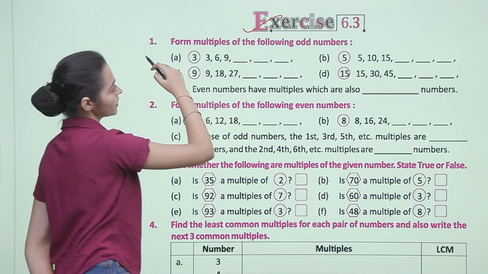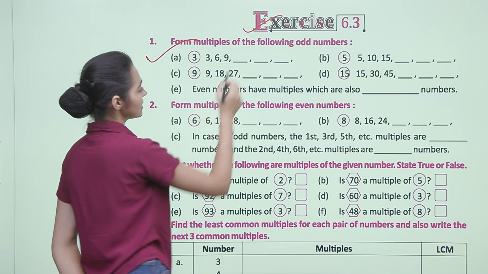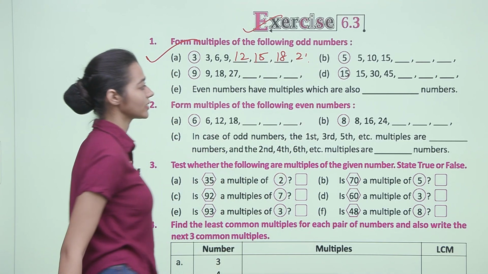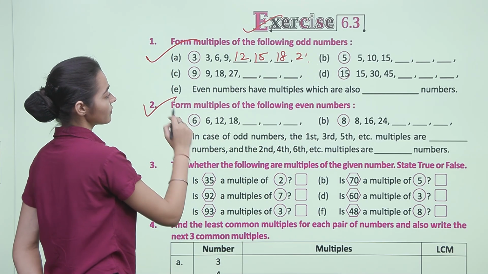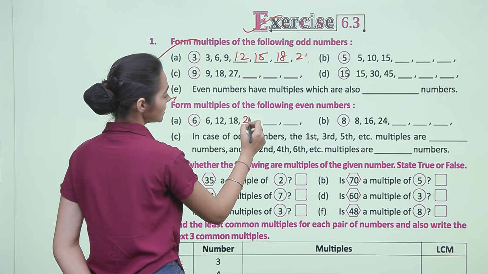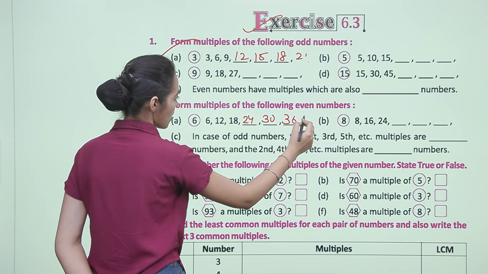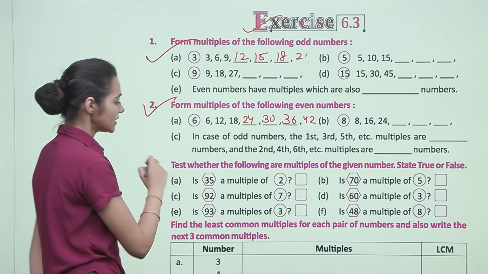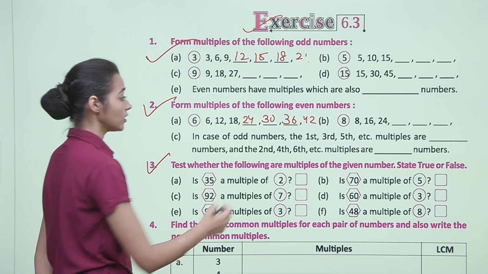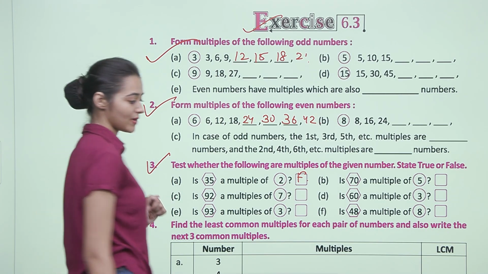Let's start with exercise 6.3. In the first part, we have to form multiples of the following odd numbers: 3, 6, 9, 12, 15, 18, 21. That's how you can complete the remaining part. In the next one, we have to form the multiples of the following even numbers: 6, 12, 18, 24, 30, 36, 42. In the next one, we have to test whether the numbers are multiples of the given number or not. Is 35 a multiple of 2? False. That's how you can complete the remaining part.